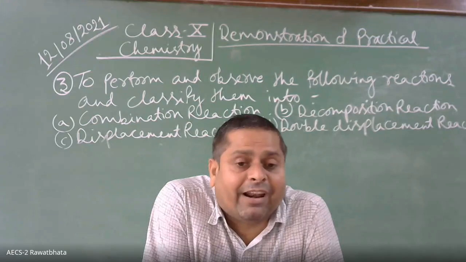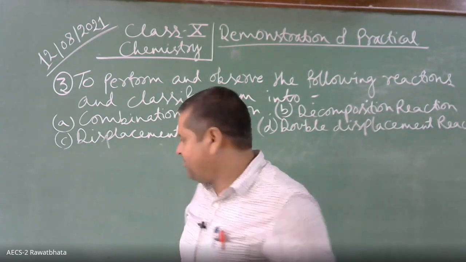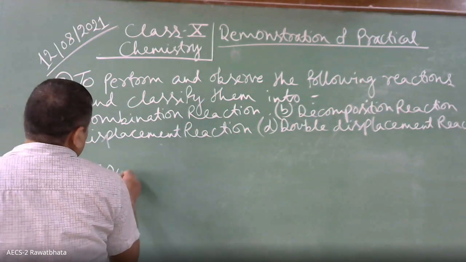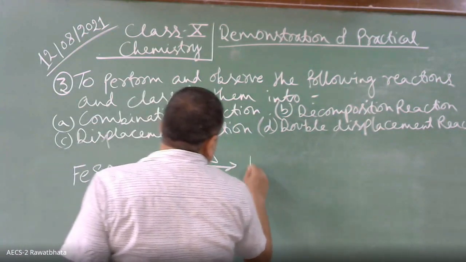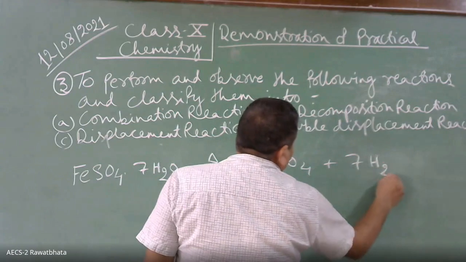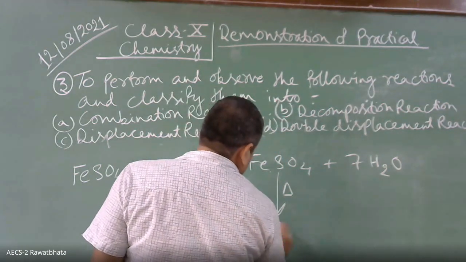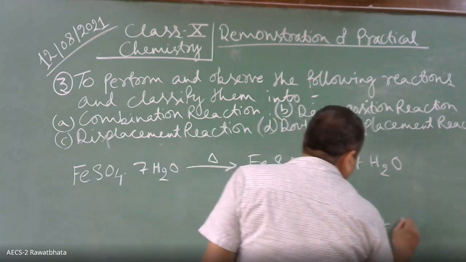Similarly, ferrous sulfate crystal also has 7 molecules of water. Please see. FeSO4.7H2O, when it is heated, forms FeSO4 plus 7H2O. And when FeSO4 is heated further, it gives Fe2O3 plus SO2 plus SO3.